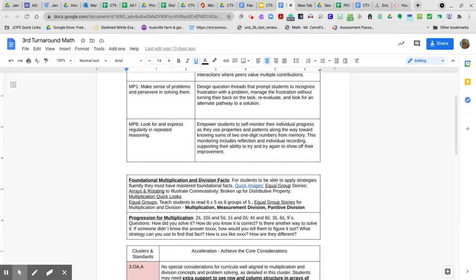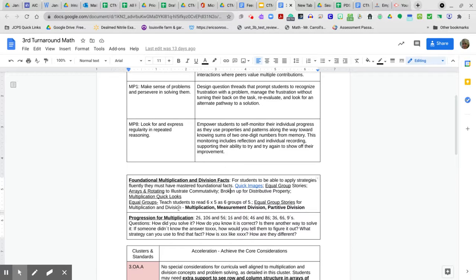You can also do that through equal group stories, arrays, rotating to illustrate that commutative property, like 6 times 5. Is 6 times 5 the same as 5 times 6? And then taking that array and breaking it up to show that distributive property, and focusing on those multiplication quick looks. Equal groups: teach students to read 6 times 5 as 6 groups of 5.